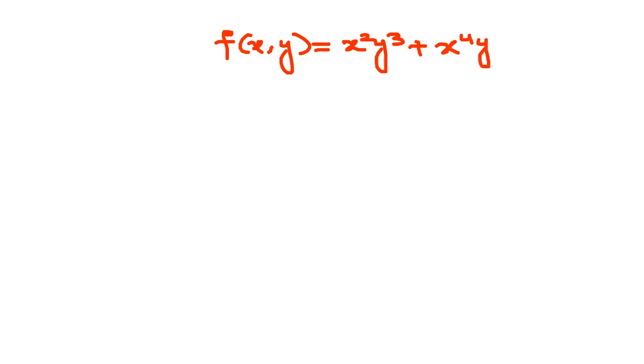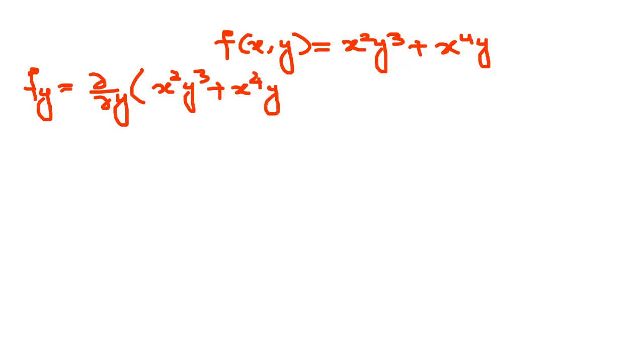I will write the function here: x square y power 3 plus x power 4 and y. What is the partial derivative with respect to y? You have to find it for x square y power 3 plus x power 4 and y. So what is the partial derivative? x square is a constant. y power 3 is 3y.